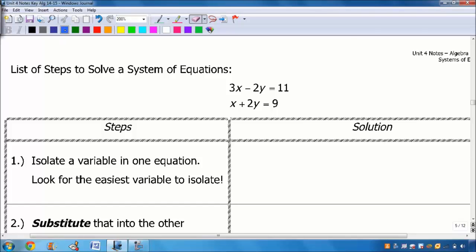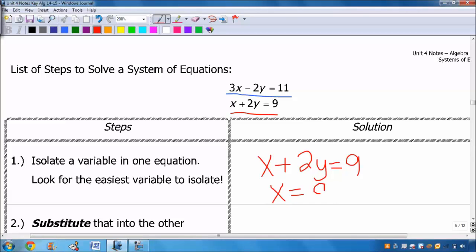So what I'm going to do is color code my equations so you can see what I'm talking about. I'm going to color code the top one blue, and the bottom one red. So x plus 2y equals 9. In order to isolate the x, I'm just going to subtract 2y from both sides. So I get x equals 9 minus 2y.